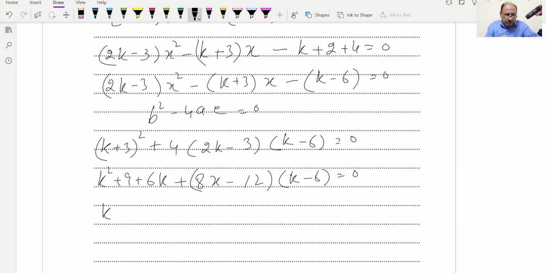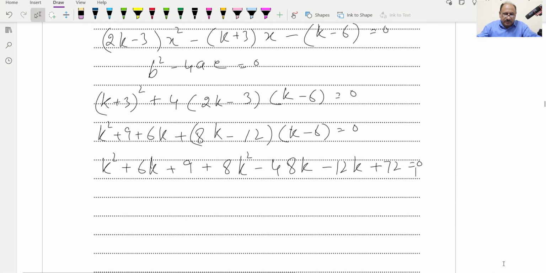So we can write k squared plus 6k plus 9, and we can multiply: it's not x, it's k basically. So 8k into k will be 8k squared, and 8k into minus 6 will be minus 48k, and minus 12 into k will be minus 12k, and minus 12 into minus 6 will be plus 72 is equal to 0.